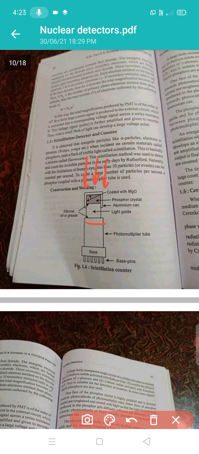The time of flight of electrons in the photomultiplier tube being very small, a very large count rate is possible in the scintillation counter. It is one of the advantages of the scintillation counter.